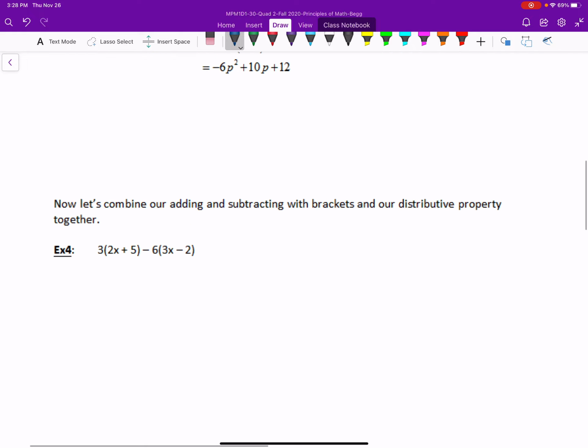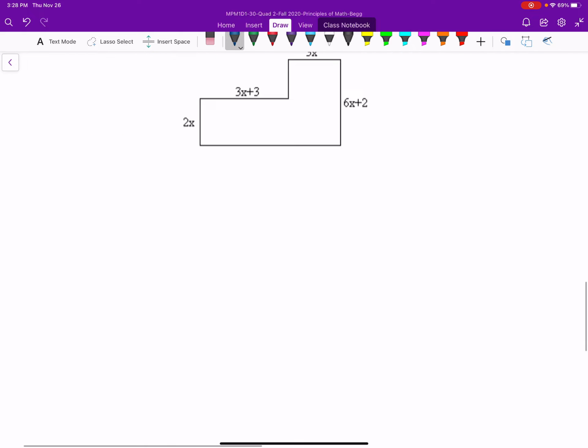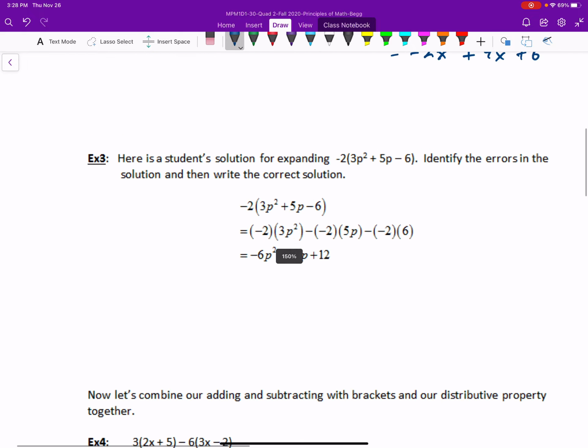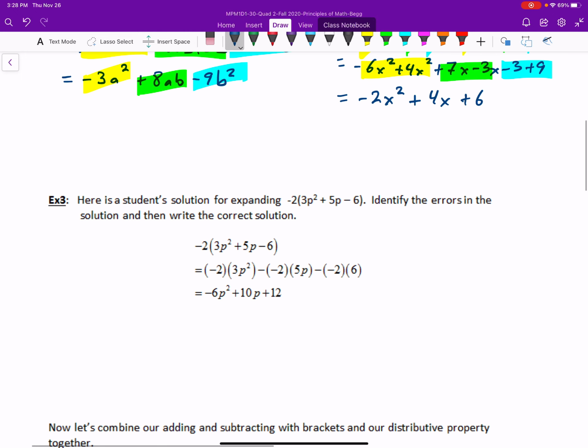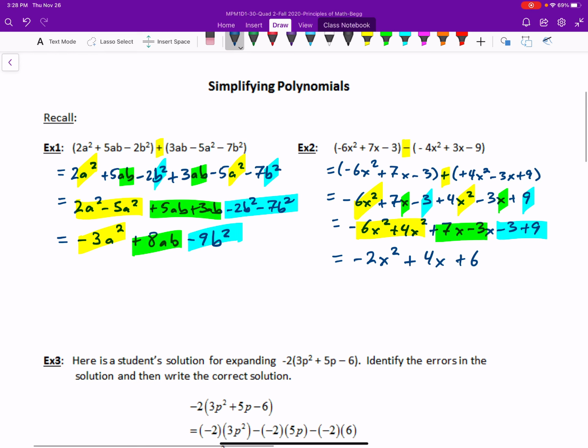So we've got a few different types of examples to look at in this lesson. The first one is something to do with, sorry, example 1, example 2.